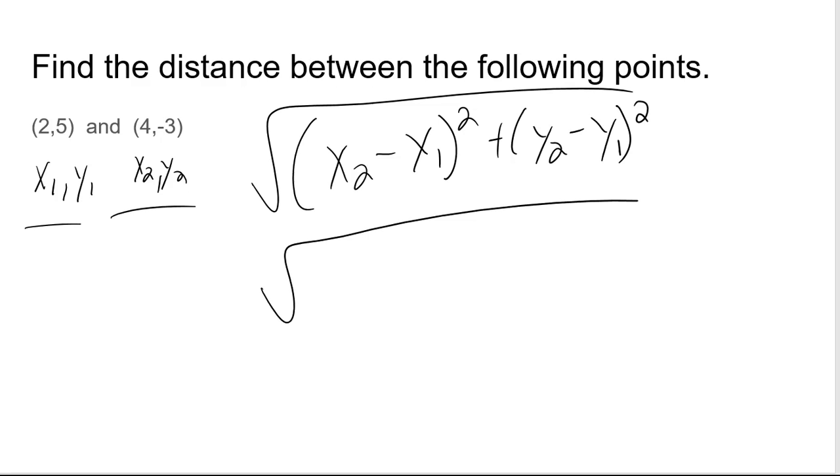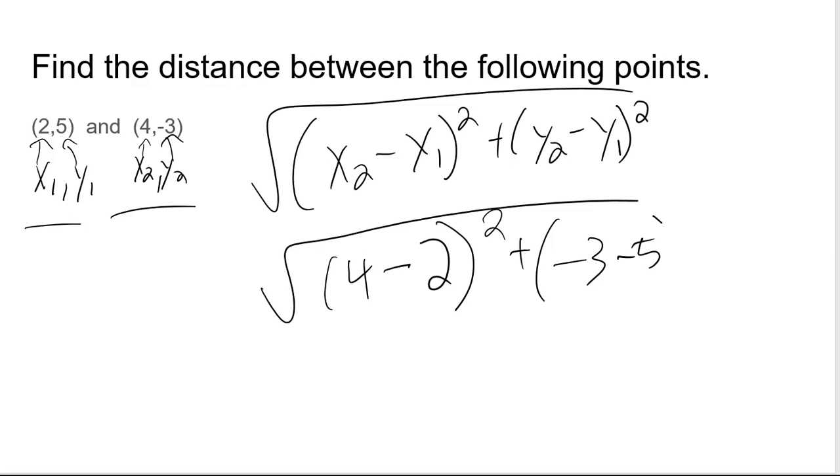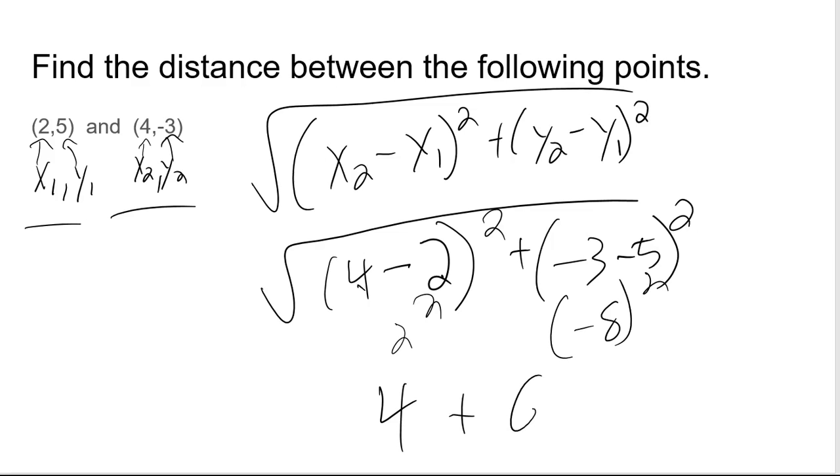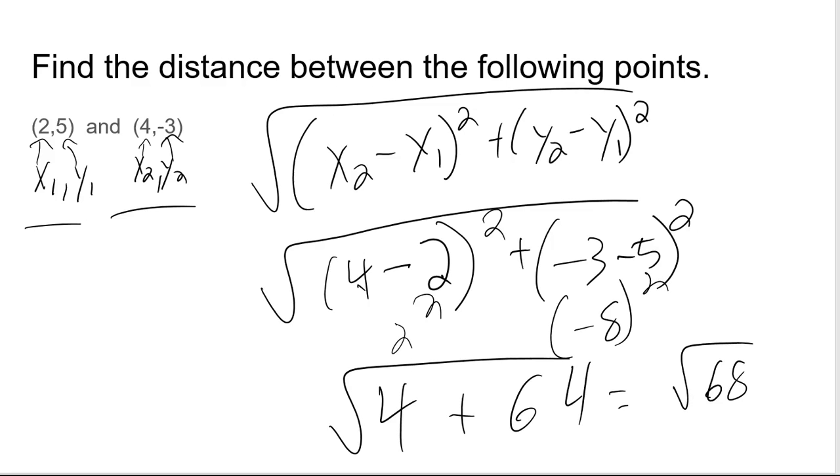So we're going to do x2, 4 minus 2. All I'm doing is plugging numbers in. X2 goes as 4, and x1 goes here. Squared plus y2, which is negative 3, minus 5 squared. 4 minus 2 is 2, and 2 squared is 4. Negative 3 minus 5 is negative 8, and negative 8 squared is 64. We're going to get the square root of 68. You can leave it like that, or depending on the directions, if it said to leave it in simplest form, you can figure that out to be about 8.2. Both of those are acceptable in my opinion.